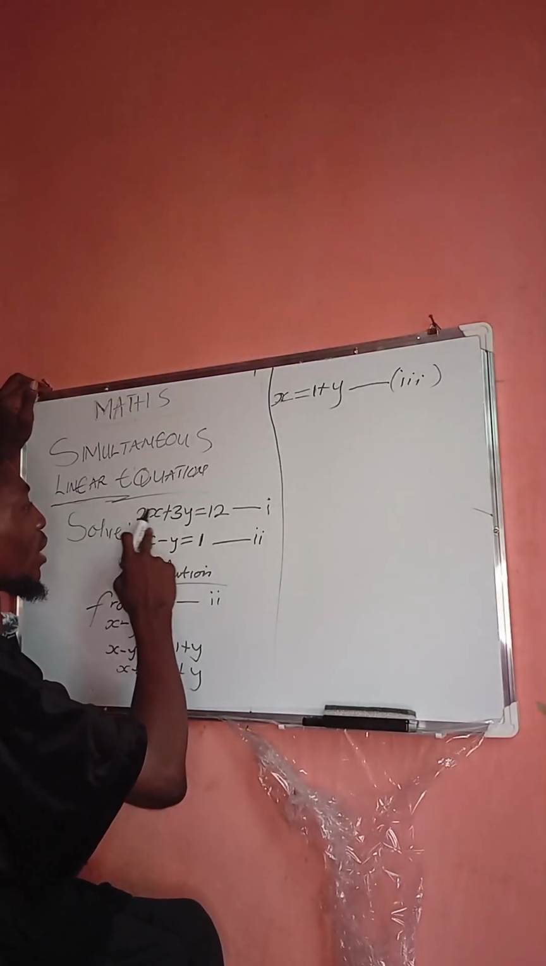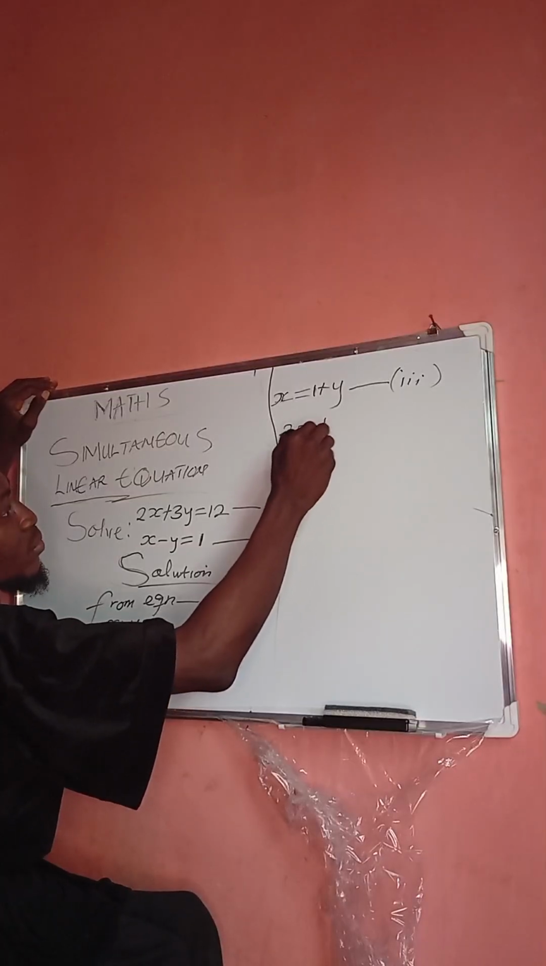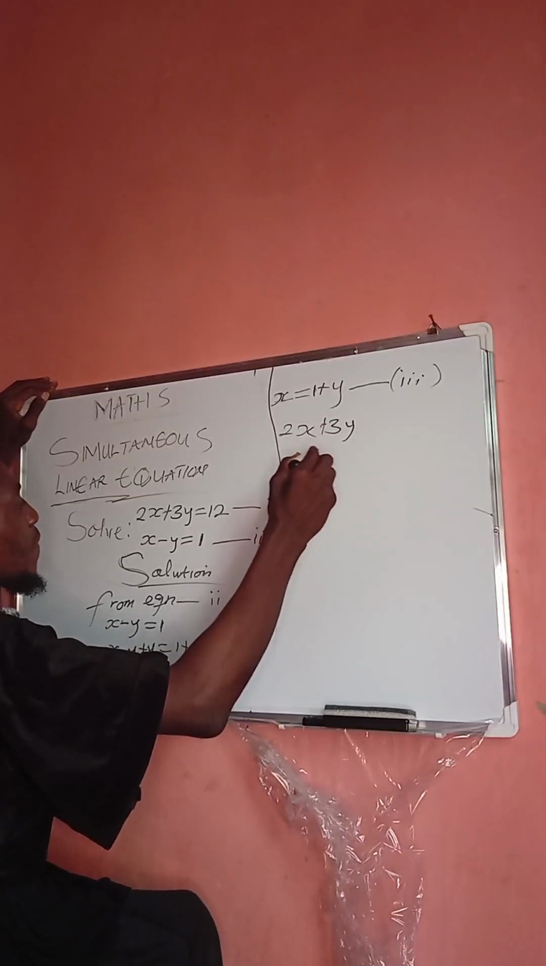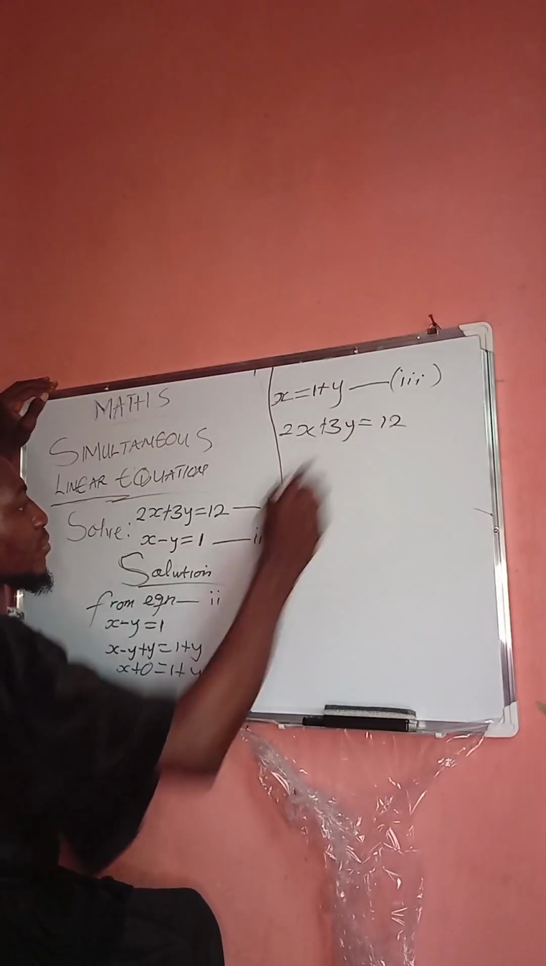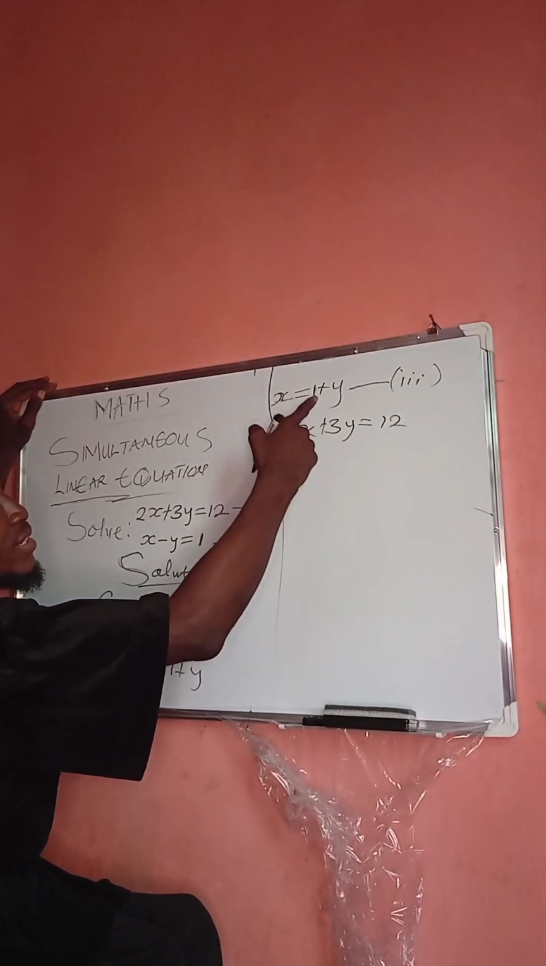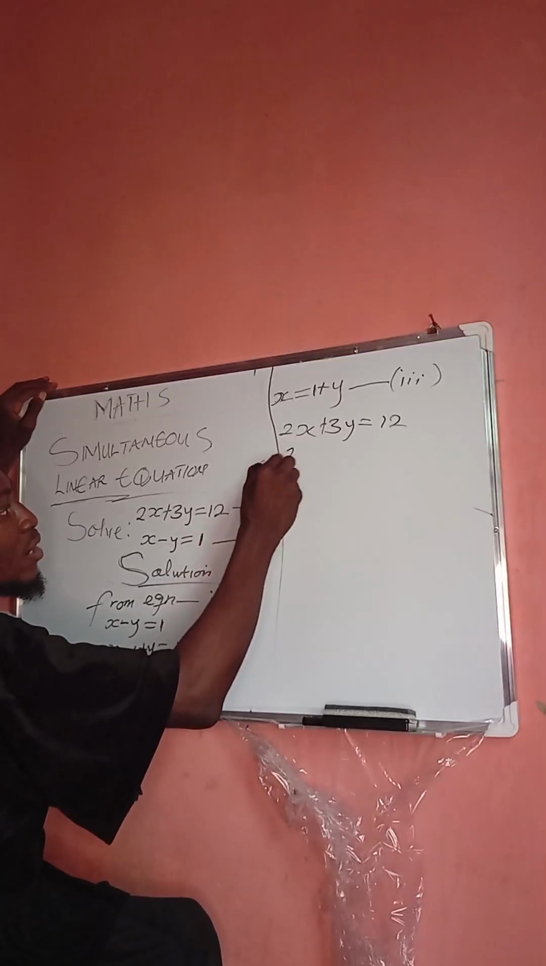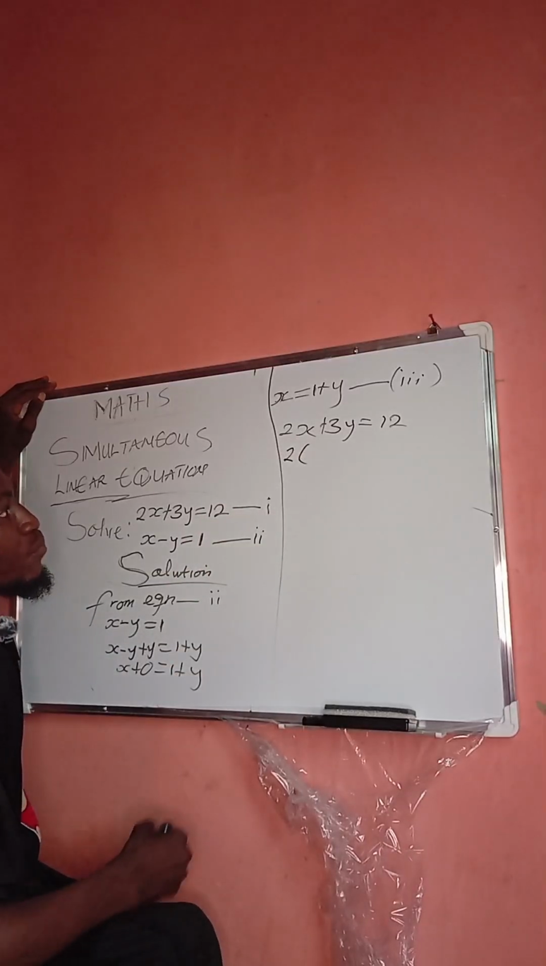Now, let's bring out equation 1. What is our equation 1? Equation 1 says we have 2x plus 3y is equals to 12. This is our equation 1. Now, anywhere we see x, we are putting this value, 1 plus y. That's what we mean. We are substituting to this side now. So we now have 2 open brackets.